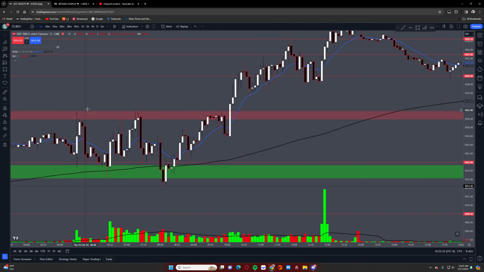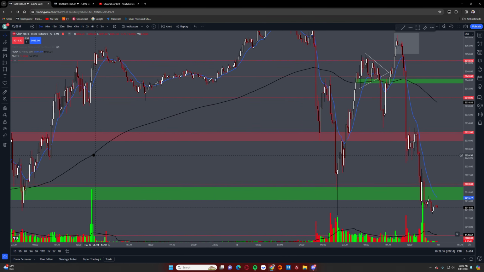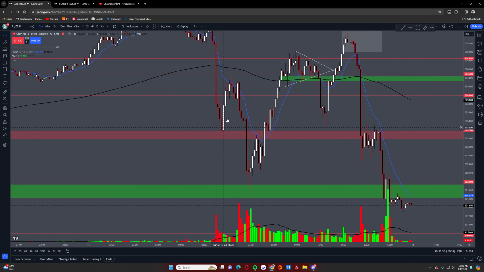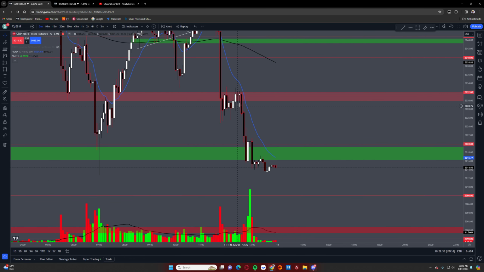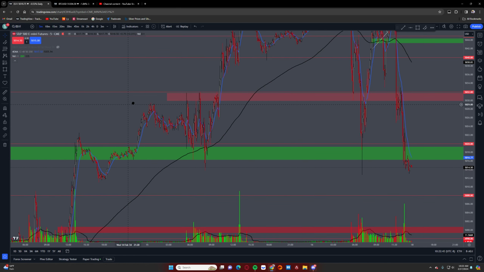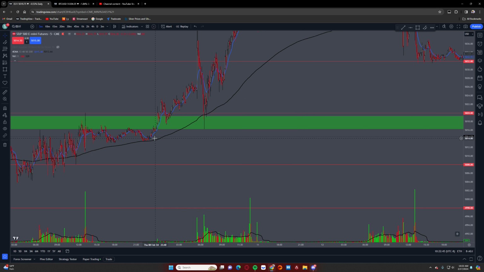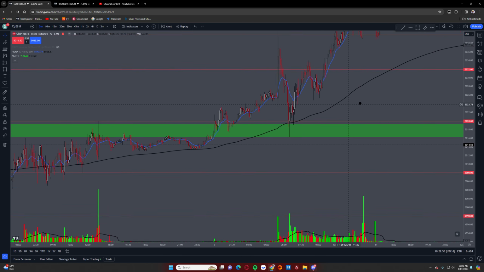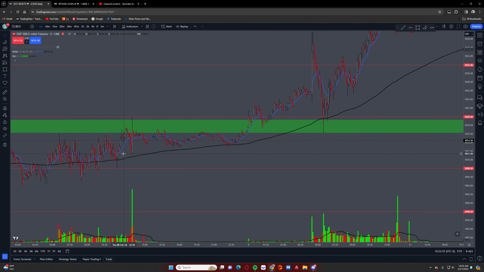And this zone comes from all the way over here. And you can see how well it worked here, how we consolidated around it and fell through. Right? Boom, this one comes from all the way over here. Bottom of this wick, top of this wick. What happened? We touched it, we bounced. Same thing over here. Kind of just chopped around here.